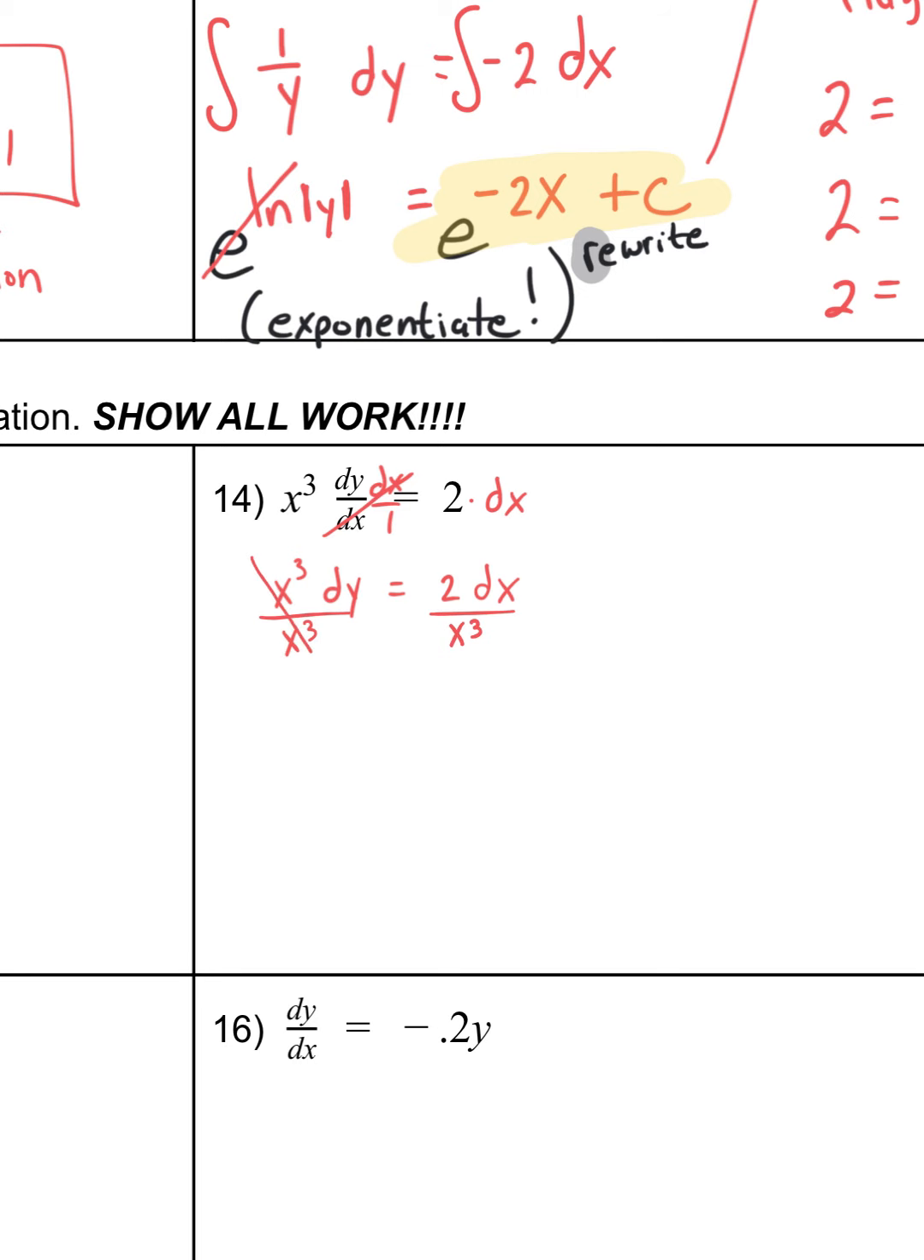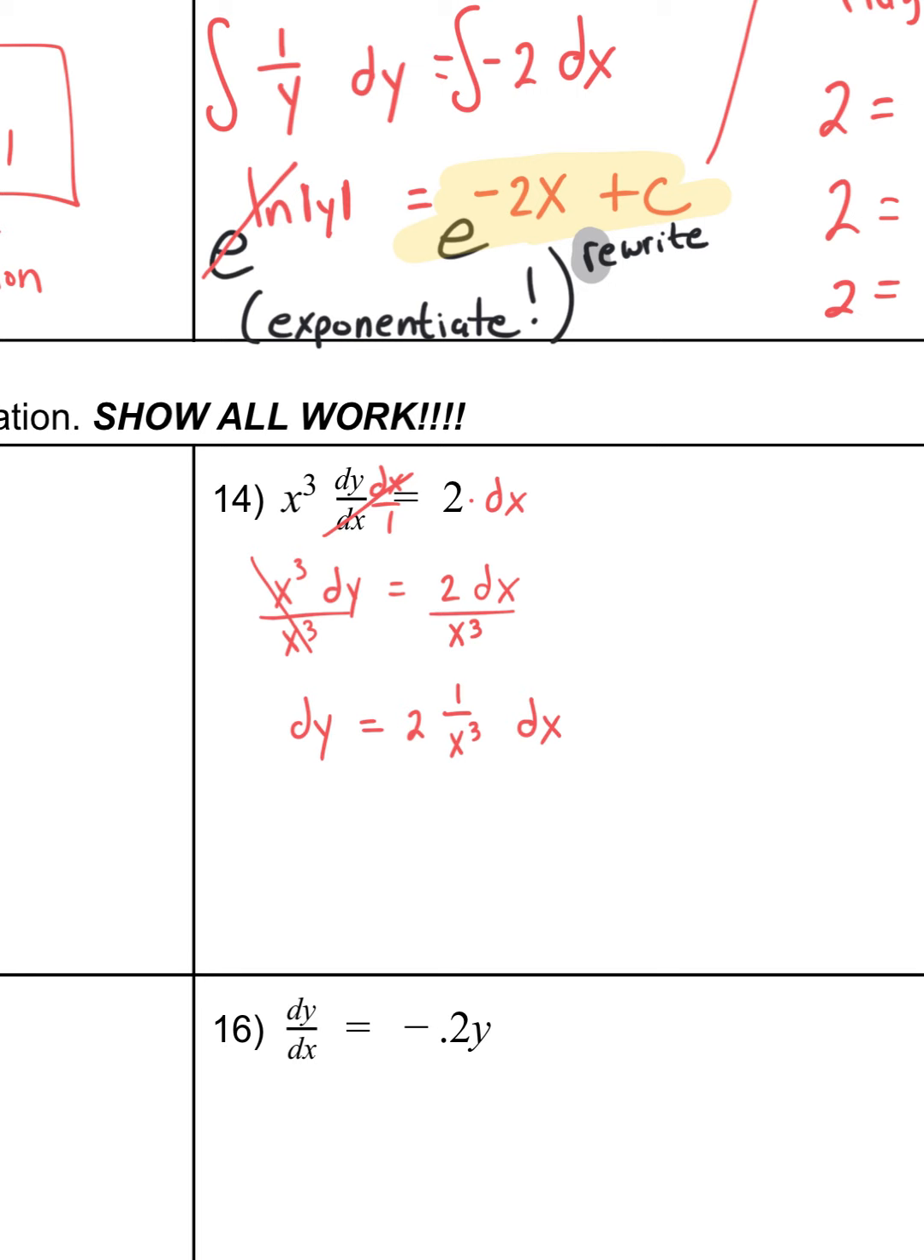So these cancel. On the left, I have dy. On the right, I'm going to pull this apart right here. I'm going to leave the 2 out front, but I'm going to write the x to the third in the denominator. I'm going to write it like this: 1 over x cubed, and then dx. Now I still don't know how to take the antiderivative of this fraction, but I can rewrite this.